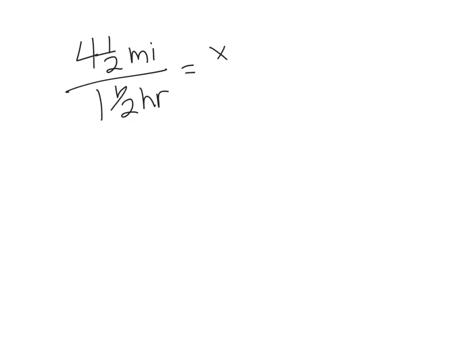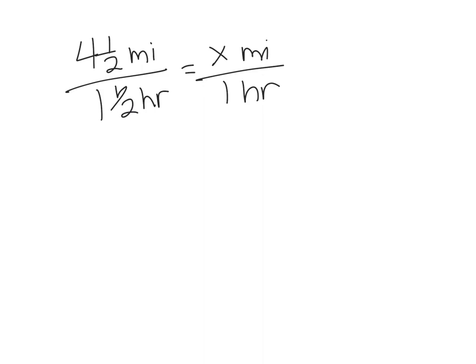So for this question, Aubrey can walk 4½ miles in 1½ hours. Find her average speed in miles per hour. So again, we're going to set it up like a proportion. So we have 4½ miles in 1½ hours, and that is X miles in 1 hour. So we want to figure out how much that would be.